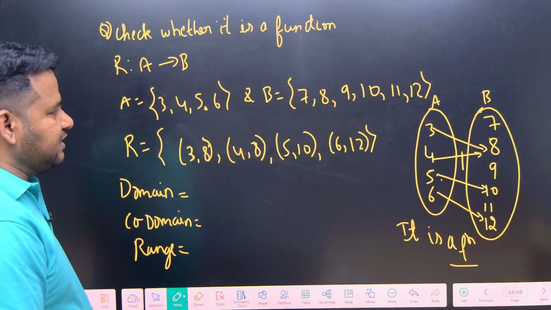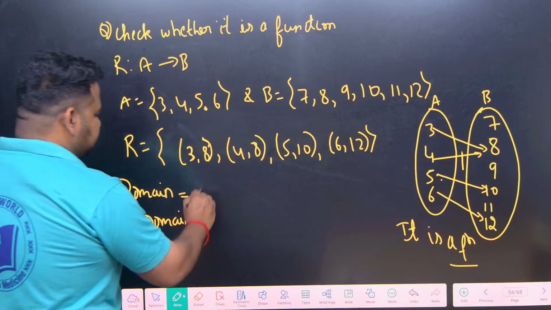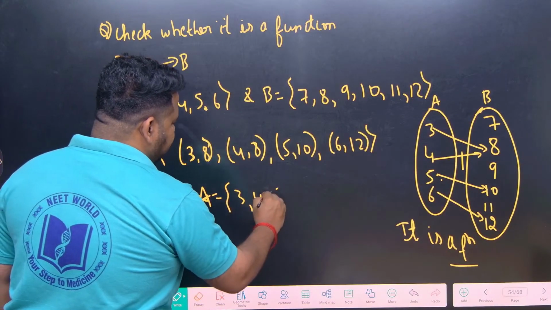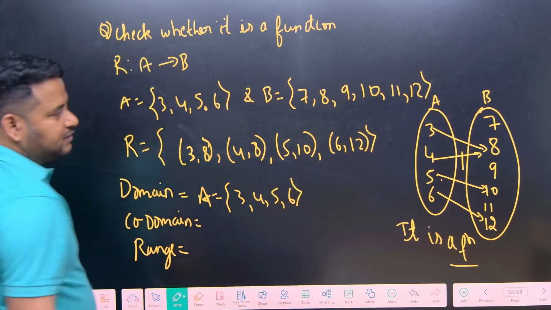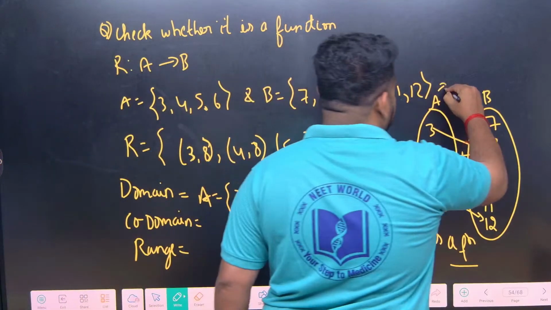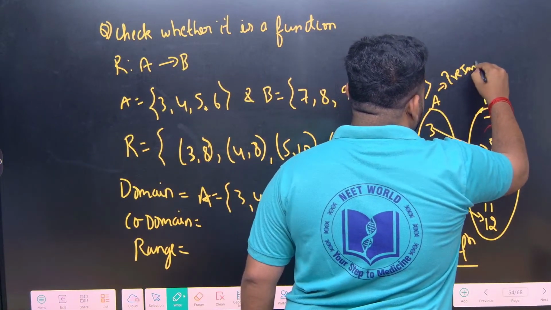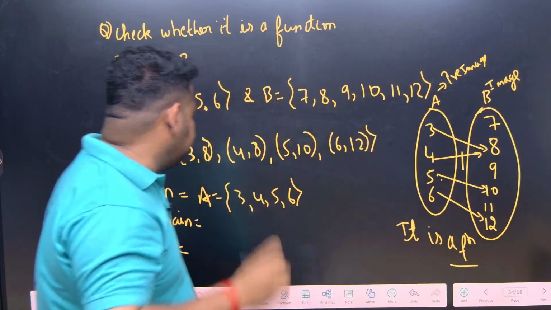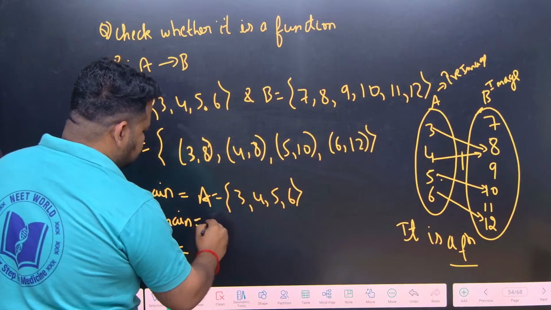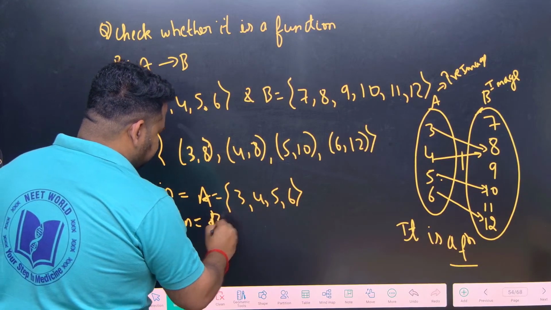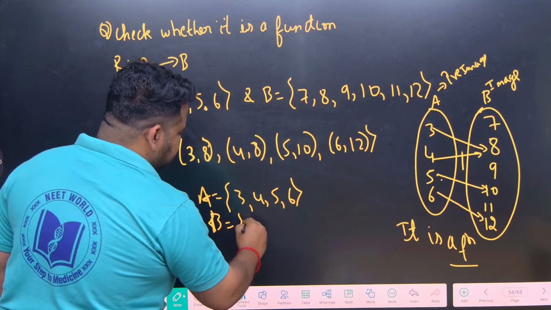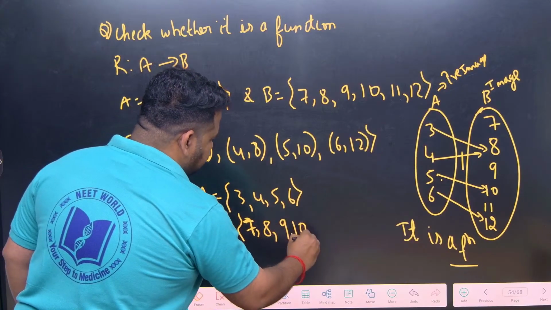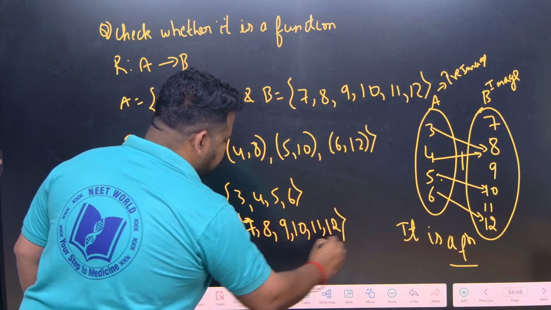Now what is the domain? Everything in set A is the domain: 3, 4, 5, 6. What is the codomain? Everything in set B. The domain is also called the pre-image, and the codomain is the image set. So for the codomain we write the complete set B: 7, 8, 9, 10, 11 and 12. These are all the codomain.